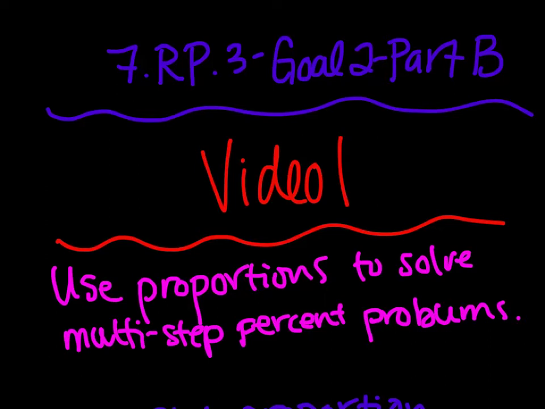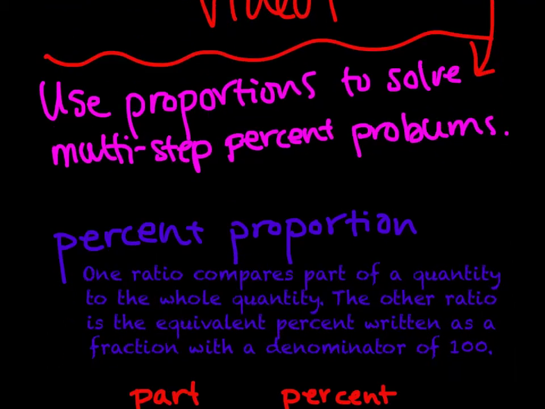Welcome to 7.RP.3, goal number 2, part B. This is the first video for part B, and this will correlate with your problems that are on page 347. In this video, we are focusing still on using proportions to solve multi-step percent problems. And in this particular case, you're actually going to be solving percent-based problems, so you won't have to worry about that decimal and fraction thing so much anymore.